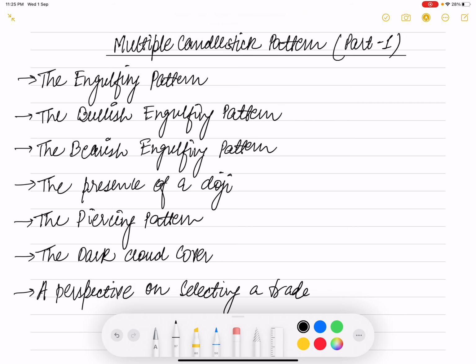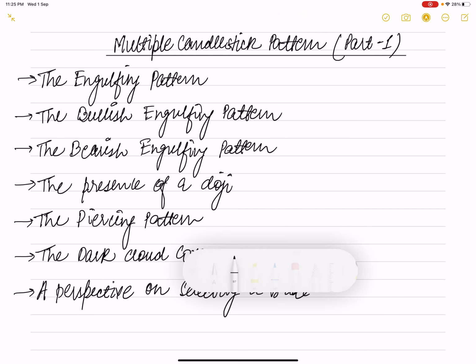Now coming to the second topic, the bullish engulfing pattern. The bullish engulfing pattern is a two candlestick pattern which appears at the bottom of the downtrend. As the name suggests, it is a bullish pattern which prompts the trader to go long. The 2-day bullish engulfing pattern is encircled in the chart given here.